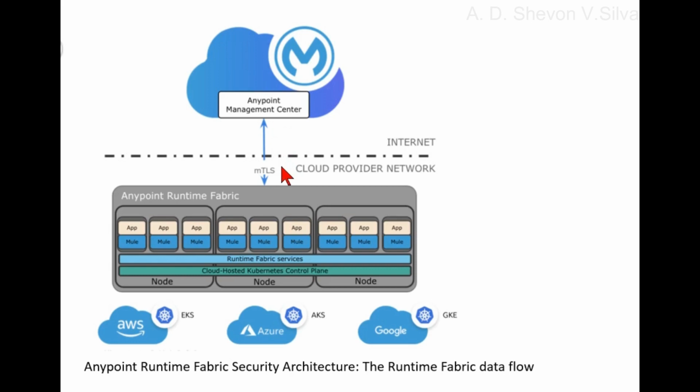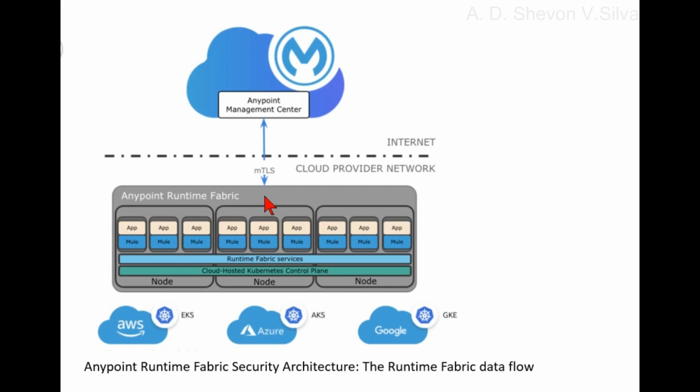MTLS certificate renewal flow. The following lists the MTLS certificate renewal flow process. One, when the MTLS certificate is close to its expiration date, the Runtime Fabric agent requests a renewal certificate from the Anypoint Management Center via the existing MTLS tunnel. Two, Anypoint Management Center responds with the new TLS certificate. Three, Runtime Fabric agent overrides the existing certificate with the new certificate. Four, Runtime Fabric agent restarts and reestablishes the MTLS tunnel with the new certificate.